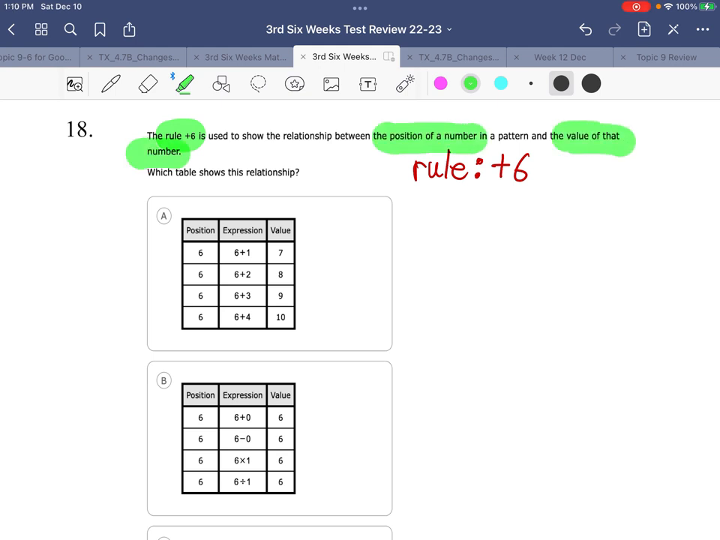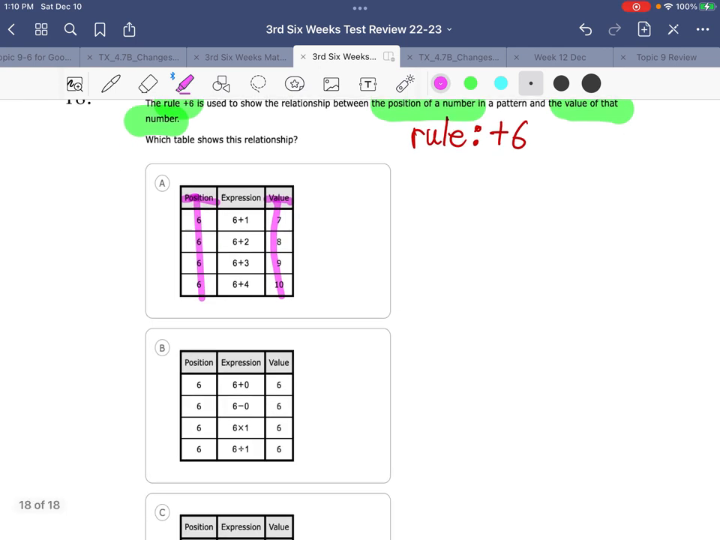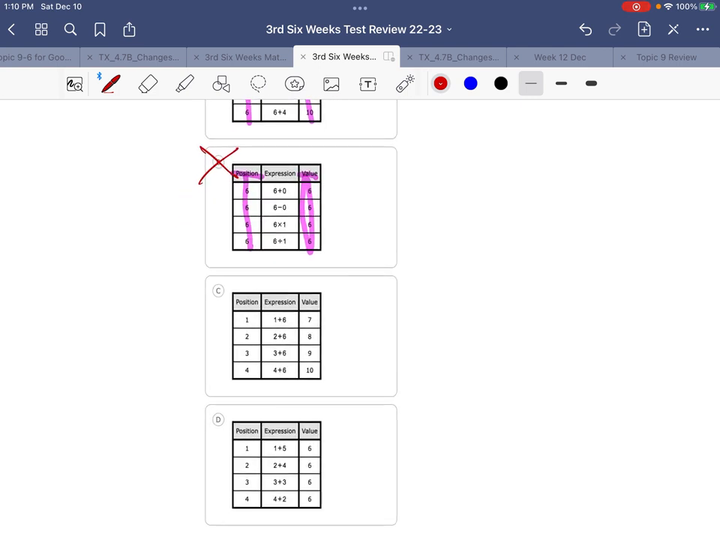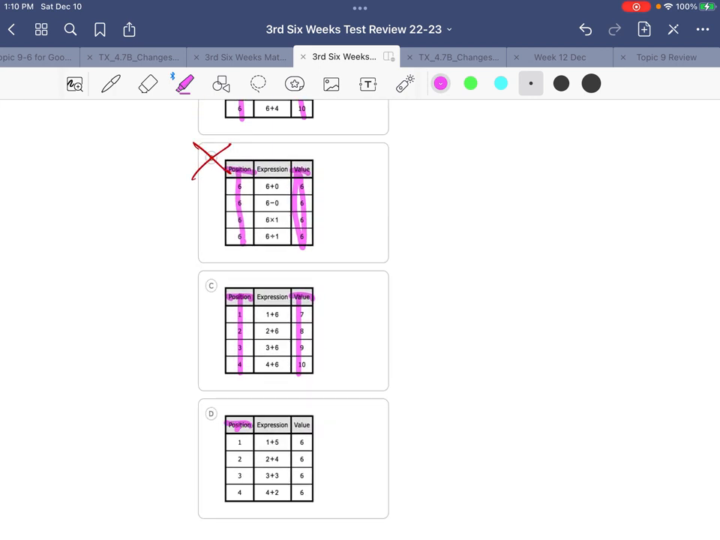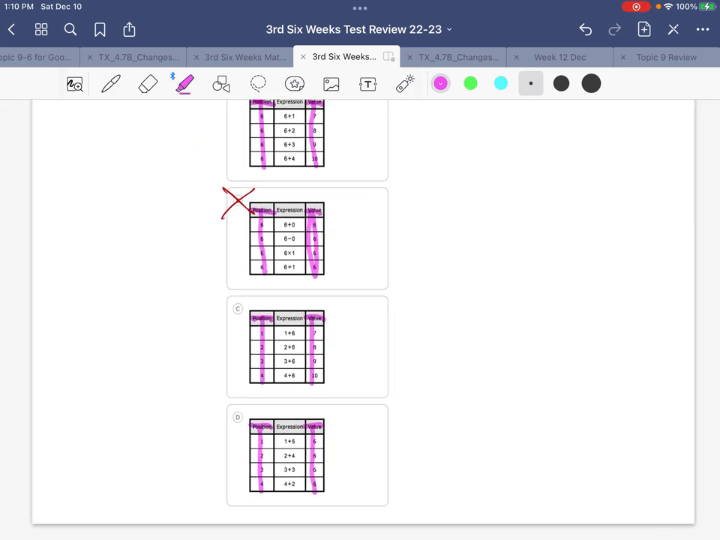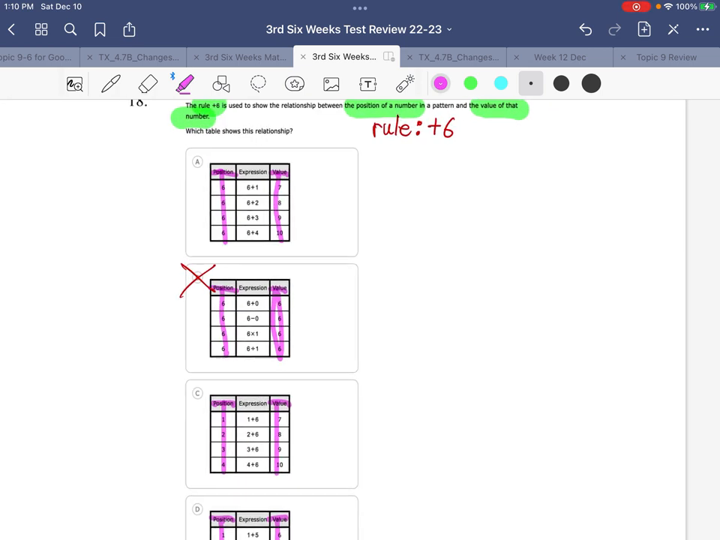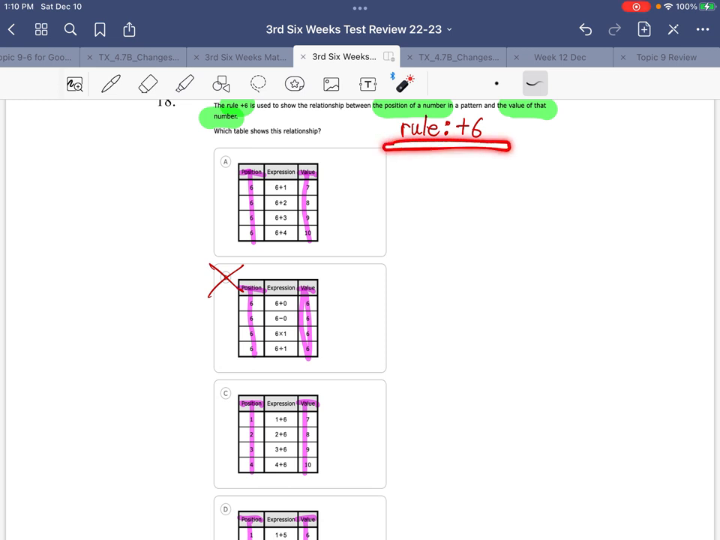And we're looking for the relationship between the position of a number and the value of that number. So again, remember I talked about how the position and the values cannot be the same. So A are not the same. Okay. B is the same. They both have 6 in the position and value. So nope, not it. Okay, C is not the same, so that's good. And D is not the same, that's good. Okay. So now I want to see which ones are using the rule plus 6.